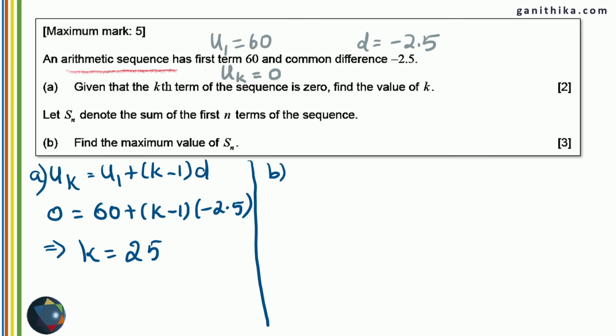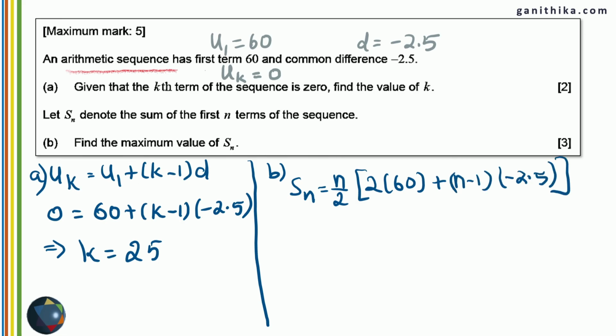So question B is also very easy here. Sn denotes the sum of the first n terms, which is obvious. Sn is always the sum of the first n terms. Find the maximum value of Sn. Nothing is given, there is no information here. We need to first find what Sn is. So the formula for Sn will be n over 2 times 2u1 plus n minus 1 times d. u1 is 60, d is negative 2.5. Substituting the correct information into the correct formula, you will get this.